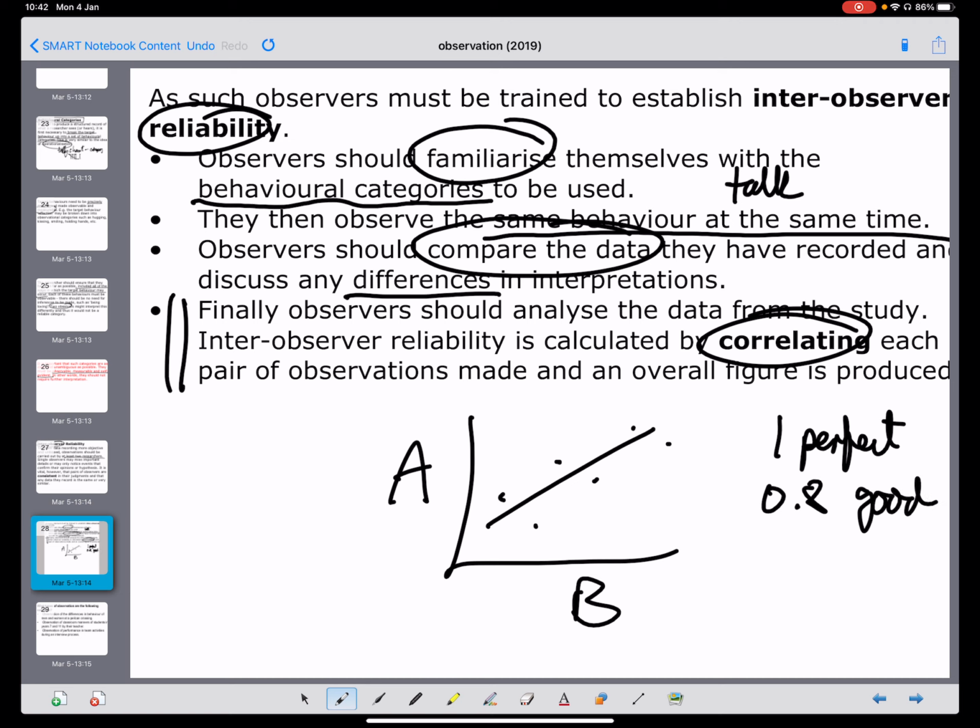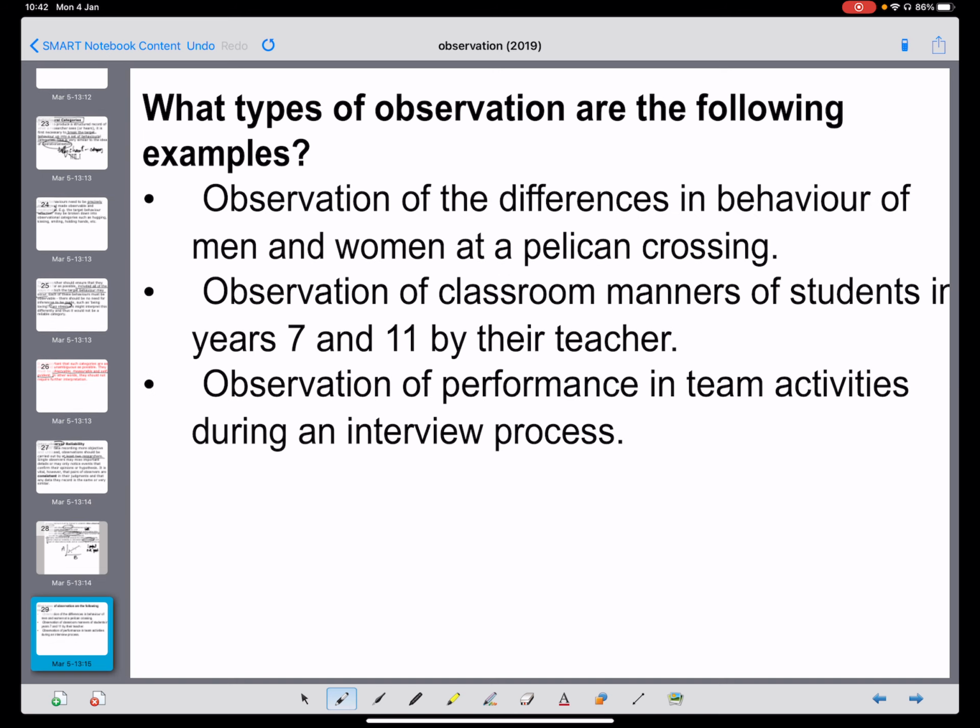Now, of course, if you can't remember that correlation diagram I asked you to draw in class, where the dots were all over the place, it might be difficult for you to understand this. So what we have is a couple of ideas that are specific to the words used: covert, overt, naturalistic, controlled, structured, unstructured. And then we have this idea that we need to check that everything is reliable.